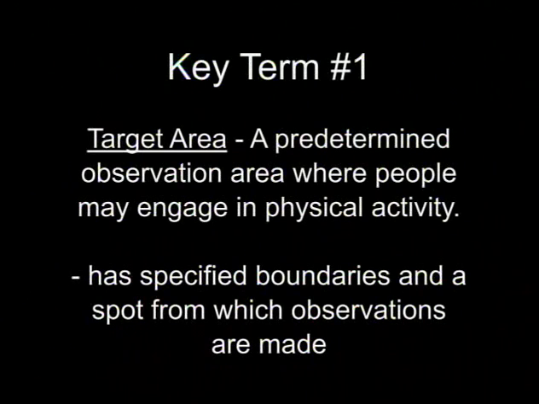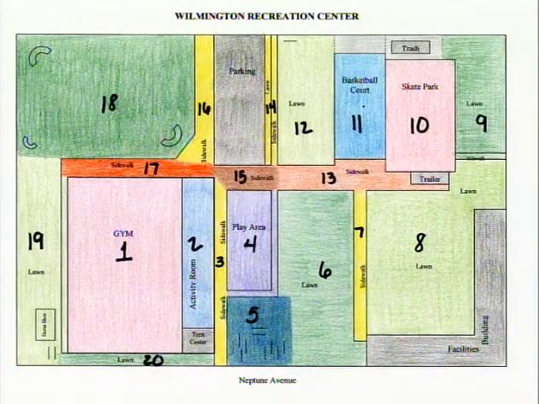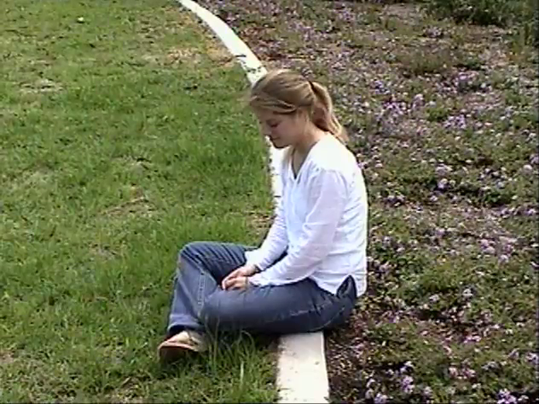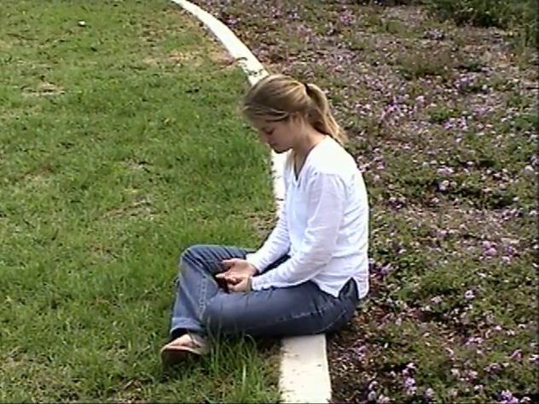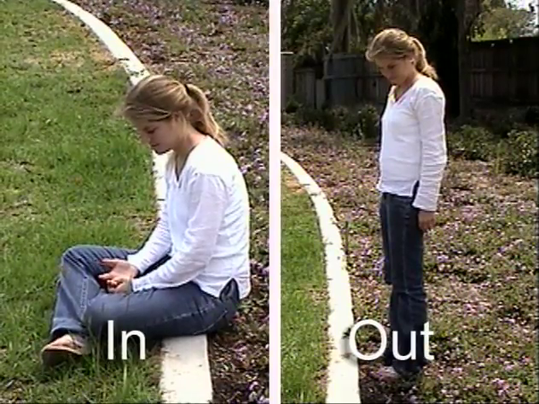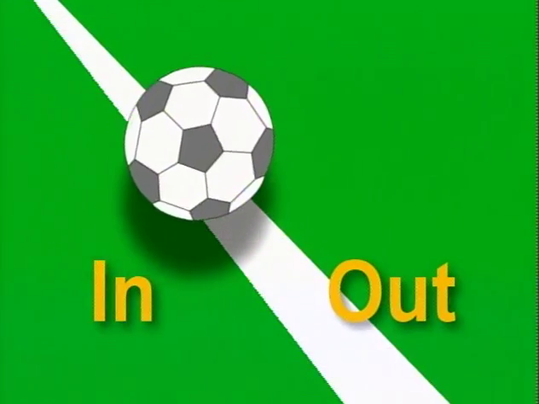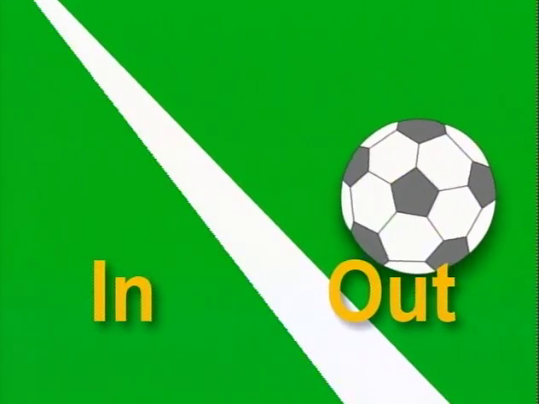The instruments are designed primarily to obtain information on physical activity and other characteristics of people who are in a specified space called a target area. Prior to making observations, the boundaries of the target area are predetermined and maps are made to illustrate the area. At a specified time, each person in the area is observed and his or her activity level is recorded. People are counted as in the area when they are inside, on, or above the boundary lines. This is similar to the rule for a ball being in during soccer games.